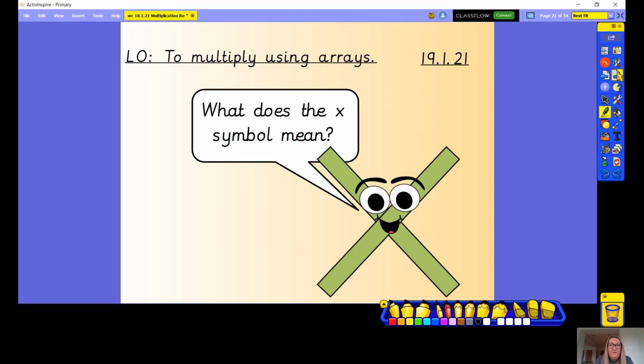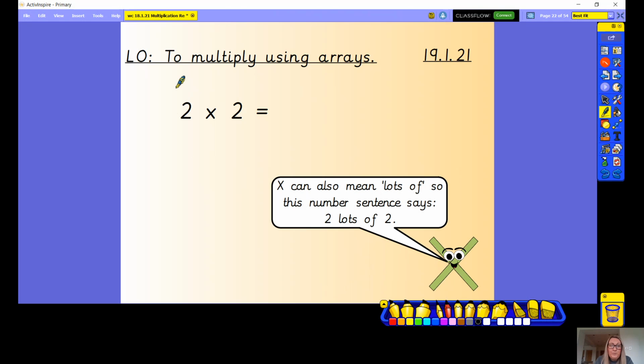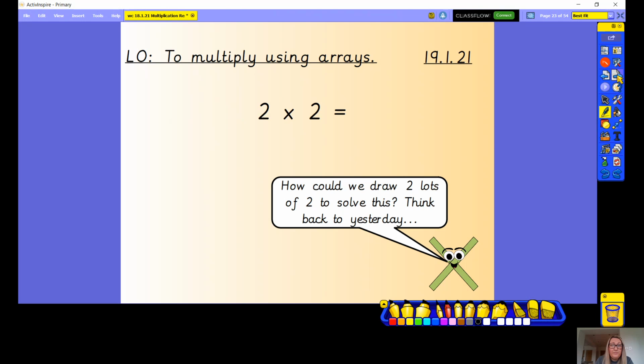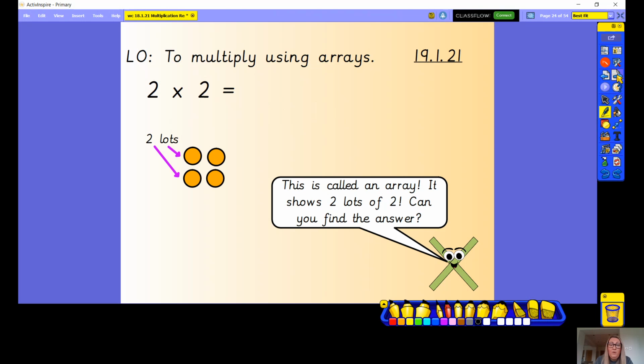So we're going to have a look at this number sentence here. This says 2 times or lots of 2. 2 lots of 2. Okay, and if we can count in twos, we know what 2 lots of 2 is, or 2 times 2. How could we draw 2 lots of 2 though to solve this problem? Let's think back to yesterday when we were doing our group. We could draw circles. This is called an array.